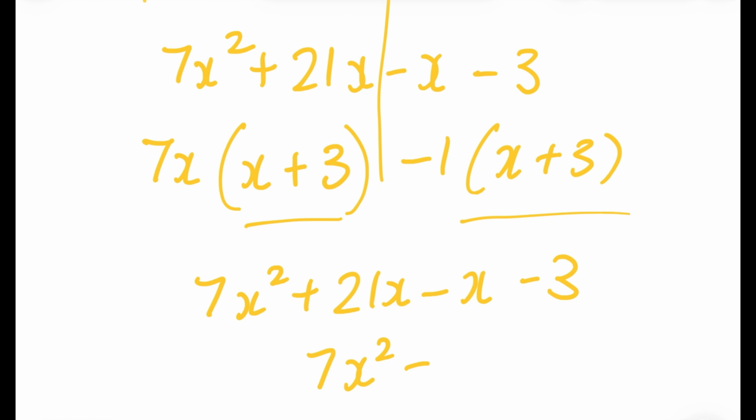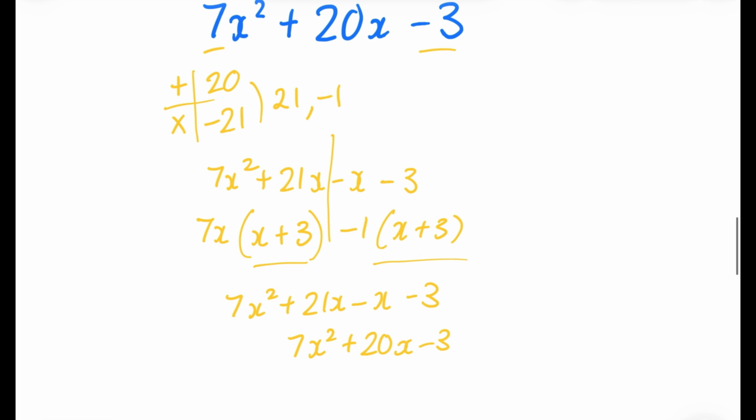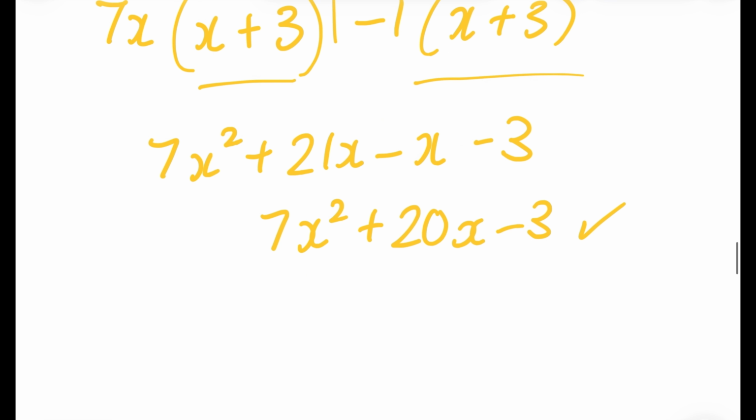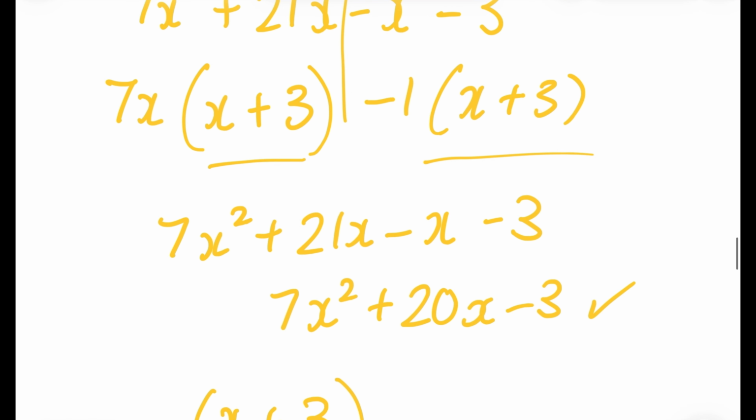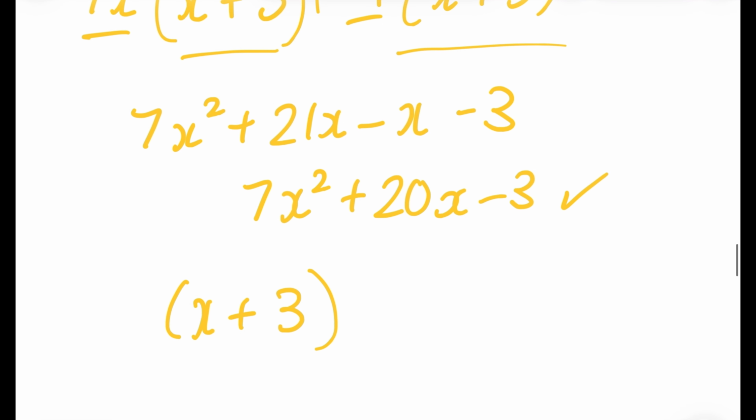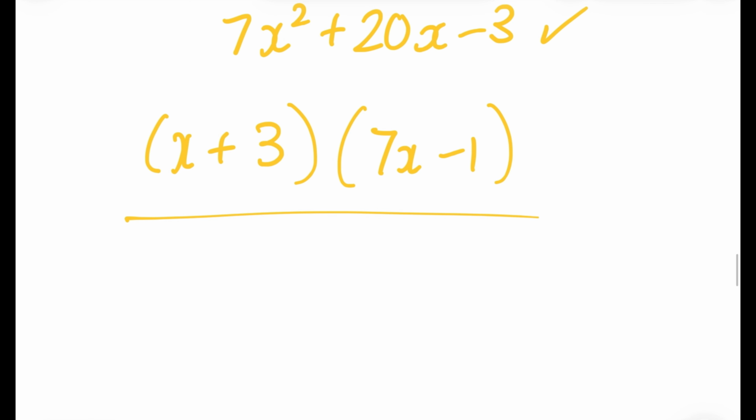And let's just try checking. So we'll re-multiply out, and we should get the same as we started with. Yes. And so all we need to do, very simply, is take this x plus 3, which is our repeated term, write that out only once, and then take whatever we have here and here, and just add them together. So 7x minus 1, and that is our fully factorised form, okay?